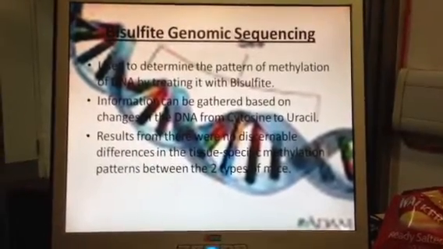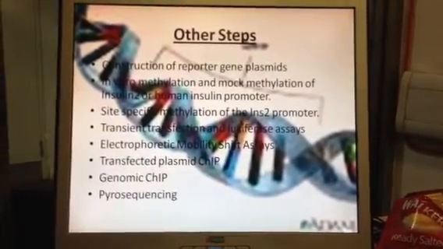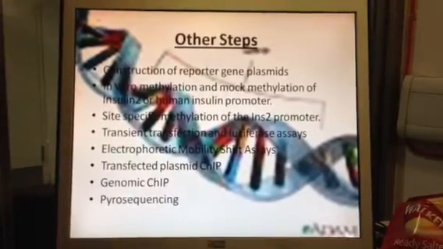And these are some of the other steps that were used. Well, I'll go on to the next one.